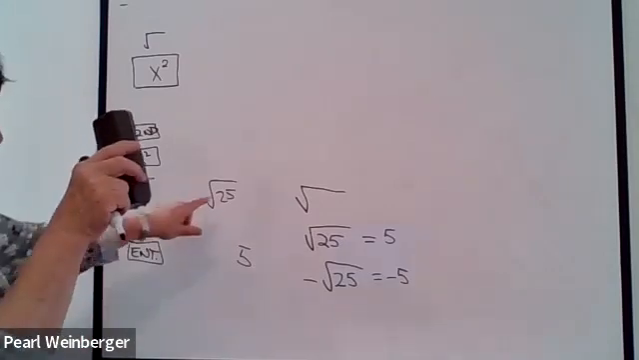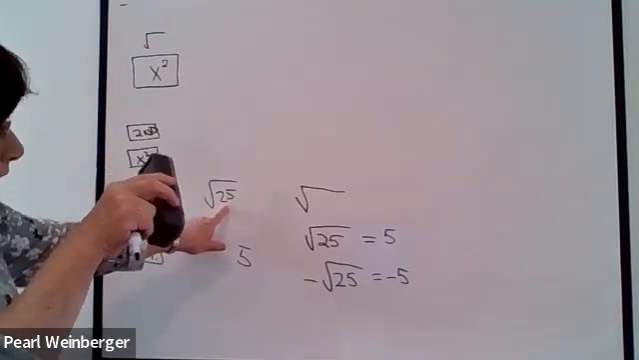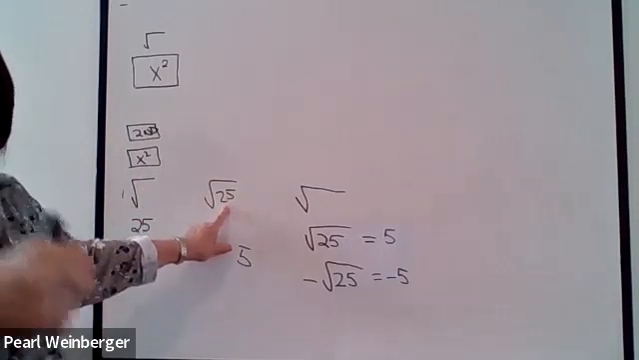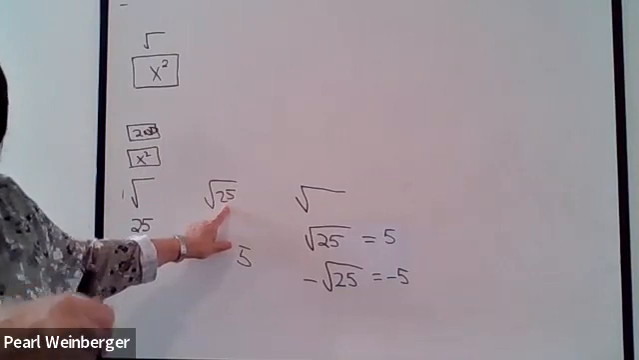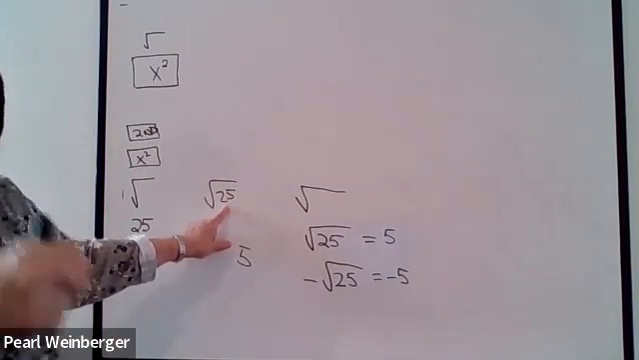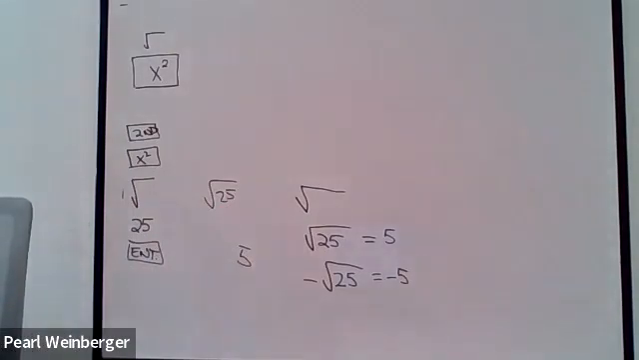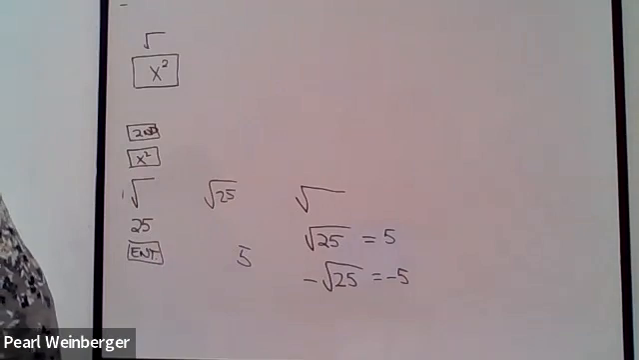Now, 25 happens to be something called a perfect square. It happens to be a number that has a square root. The square root of 25 is 5 because 5 times 5 is 25.